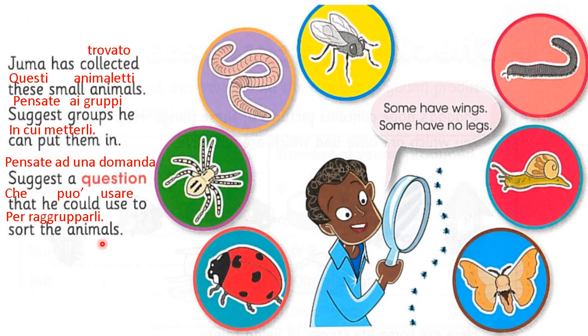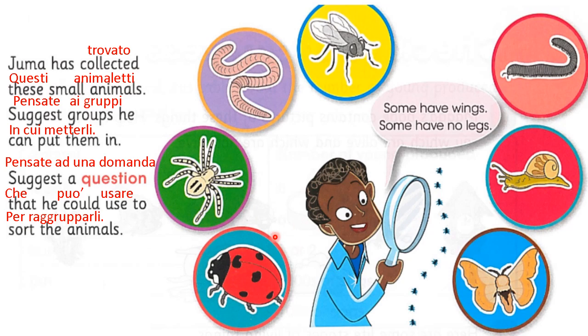Here we have our last activity. Let's read together. Juma has collected these small animals. Suggest groups he can put them in. Suggest the question that he could use to sort the animals.